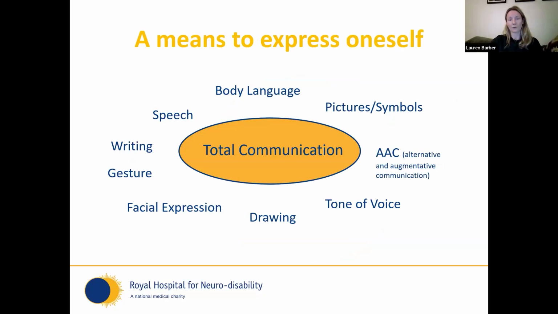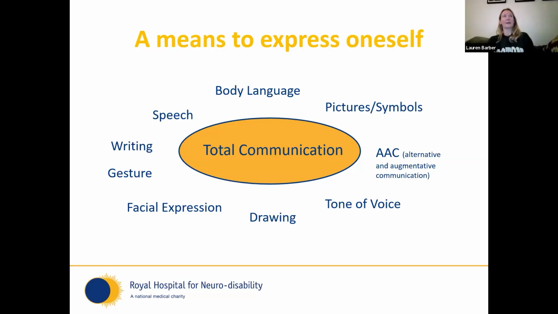But overall, communication is for you to express yourself and to make your needs known, and it encompasses quite a lot of different modes. So the main one that most of us use every day is speech or writing, but then we also add a lot of detail to that through gesture, facial expression, body language. There's also drawing, the use of pictures and symbols. Tone of voice also conveys a lot, and something else that we use in speech therapy is something called AAC, which is alternative and augmentative communication.